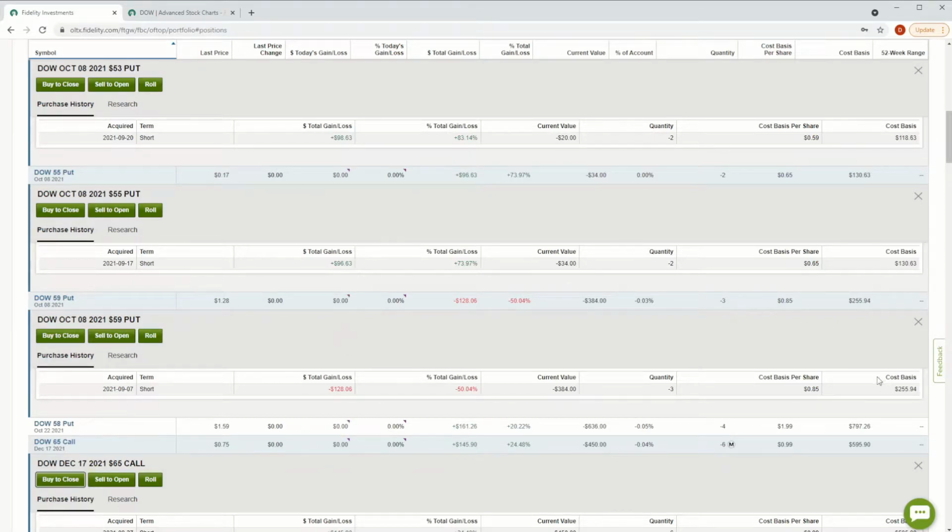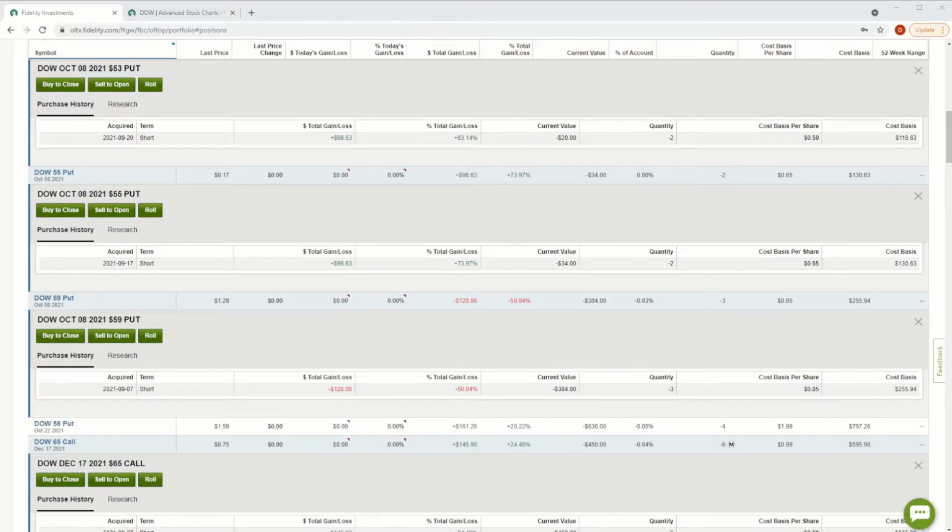Final one, I received $255. If I wanted to close it, it would cost me $384. So I would lose $128. Okay, so that would be an example of if I just went to buy to close each one of these. Make 100, make 100, lose 128. Okay, that is the current position for these three.